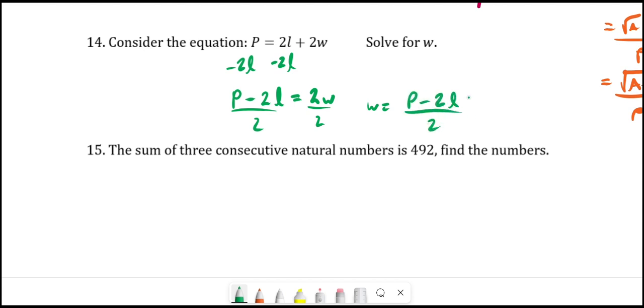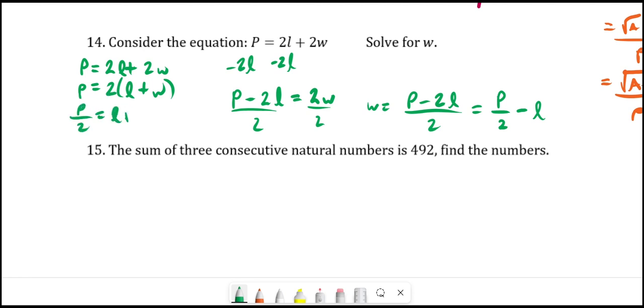Now you could distribute the 2, but only to both terms. That would give you p over 2, and the 2 would cancel in this to give you L. And this is what we would have gotten if we had solved it a different way. If we had taken p is equal to 2L plus 2w, and we had started by factoring out the 2, we could have started by dividing that from both sides to get p over 2 is equal to L plus w, and then subtracting L. This would give us p over 2 minus L is equal to w. So really both of those are equivalent expressions. Both are perfectly good ways of solving this problem.